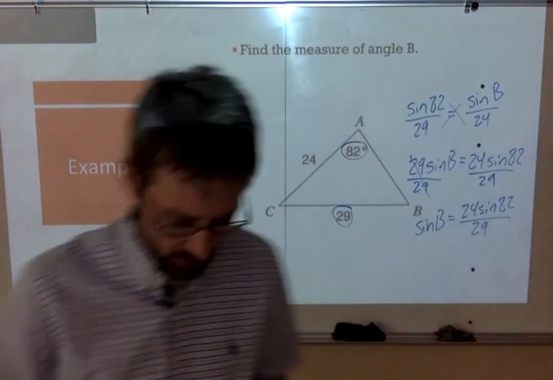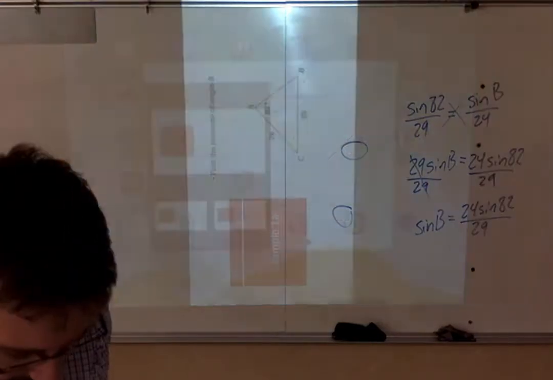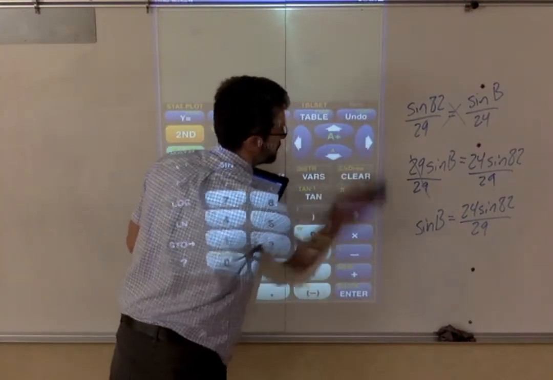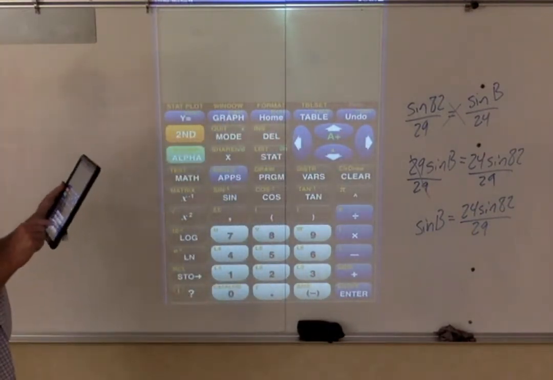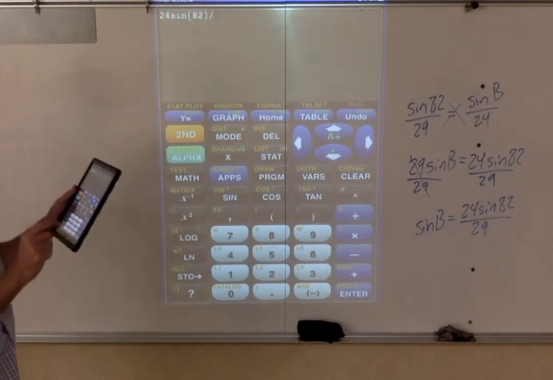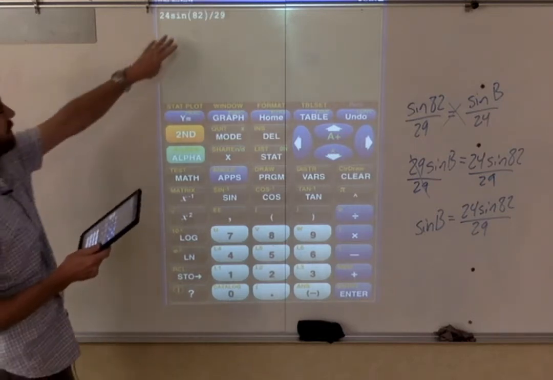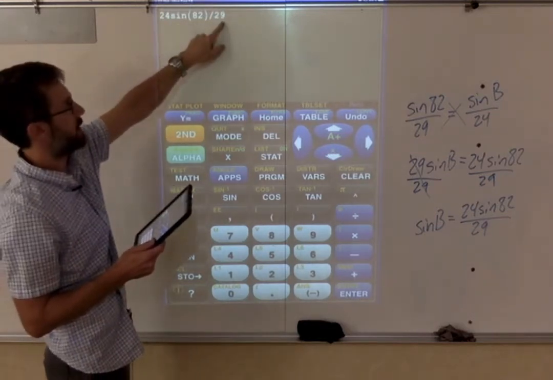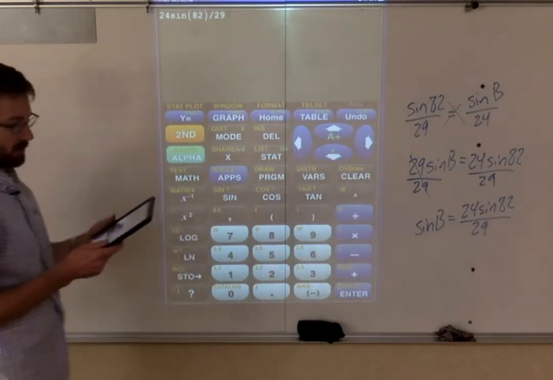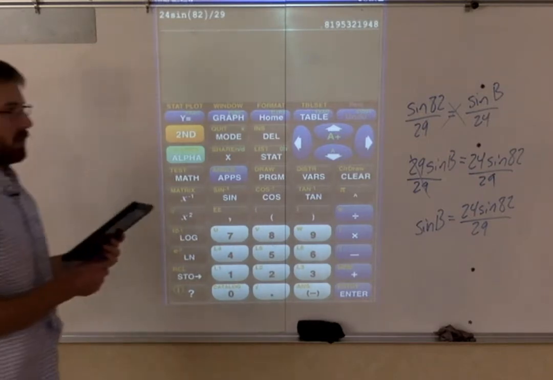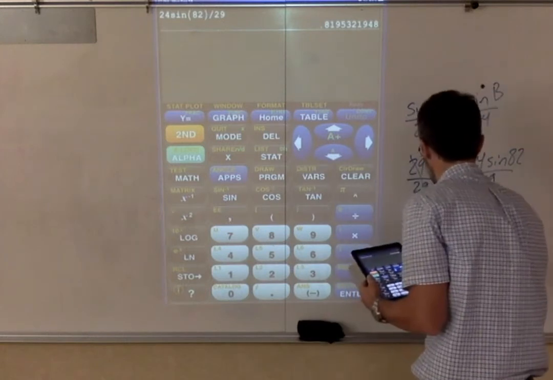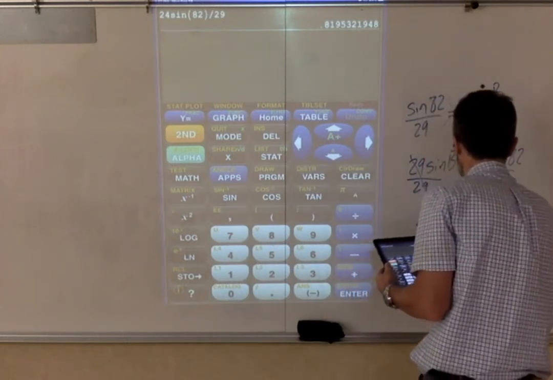So let's go to our calculator, and it's going to enter very similar to what we did in yesterday's video. I'm in degree mode, 24 sine of 82 divided by 29. So the top of the fraction is right here, the bottom of the fraction is right here, and I've got that end parenthesis, right? So there's not an open end there or else it's not going to work. If I hit enter, it's about 0.82, right? So sine of B is about 0.82.